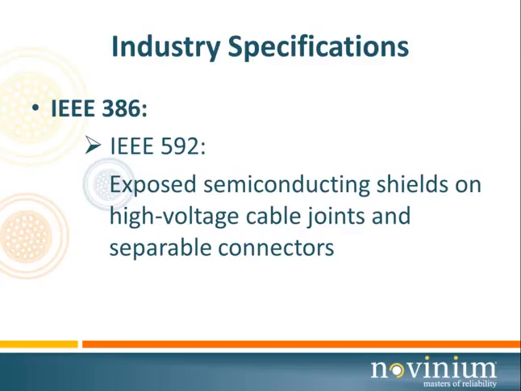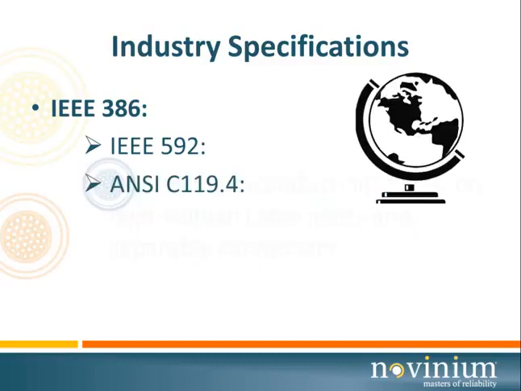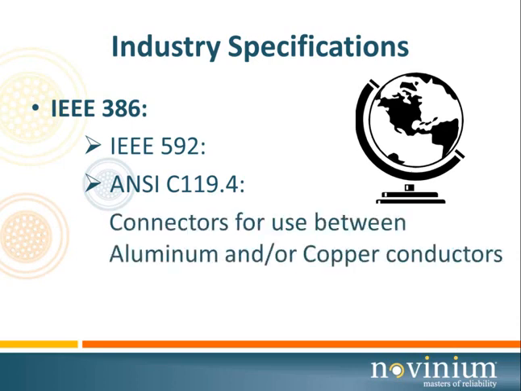And in reality, 592 requires that to happen 2 consecutive times. We're not going to get into why at this point. Okay, another standard within IEEE 386 that governs these connectors is ANSI C119.4. I think everyone recognizes this standard. Again, this standard has just undergone a major revision.